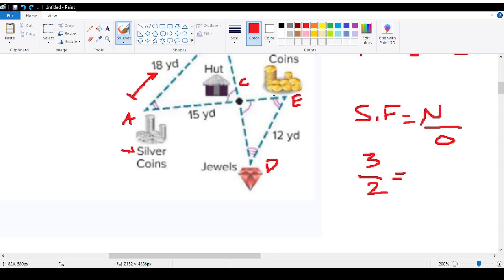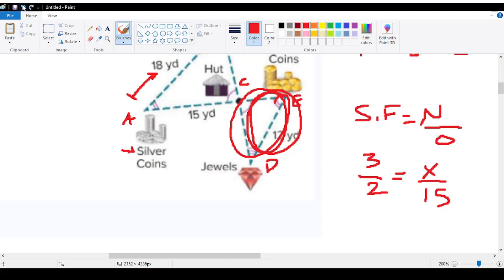The new is the unknown. The x is the new. And the old is the 15. You see, Shamsa, why? Because this triangle is the new one. We are looking for this one. Here, it's part of the new. Understood? Yes.